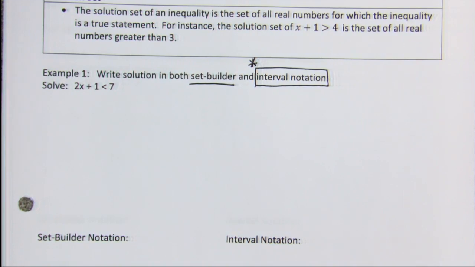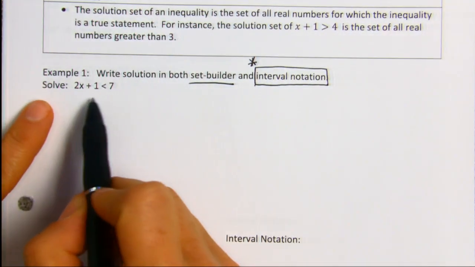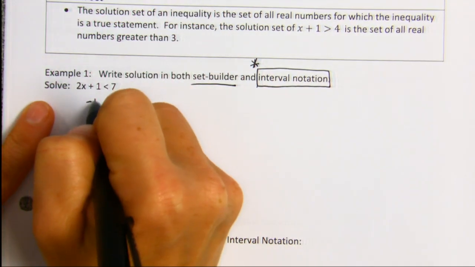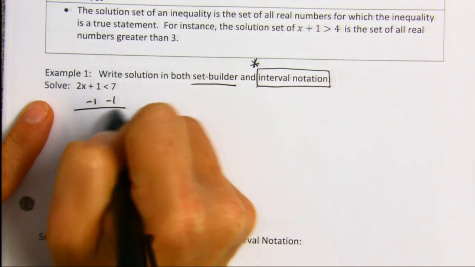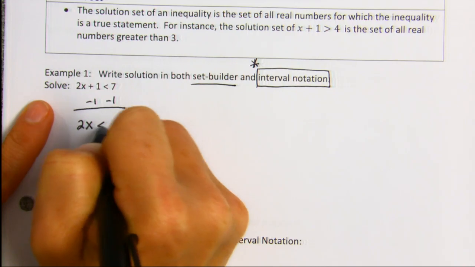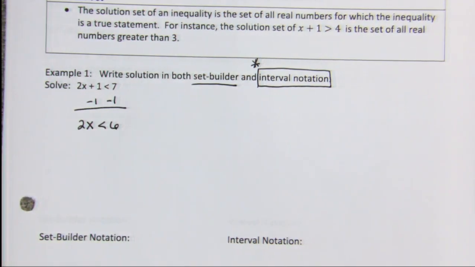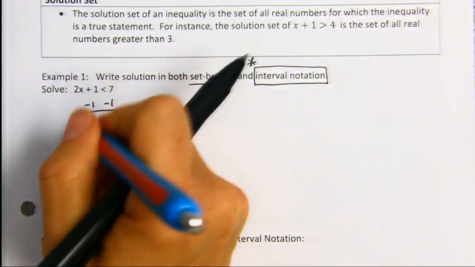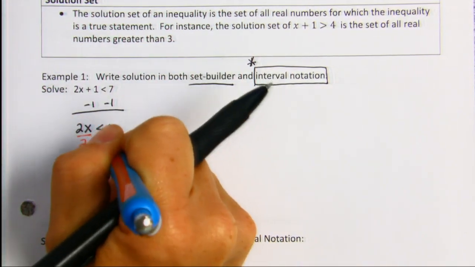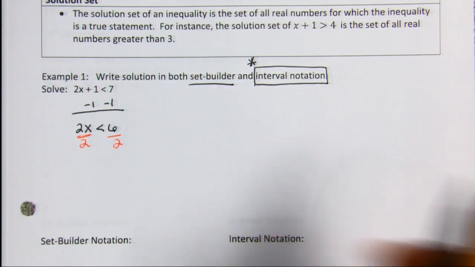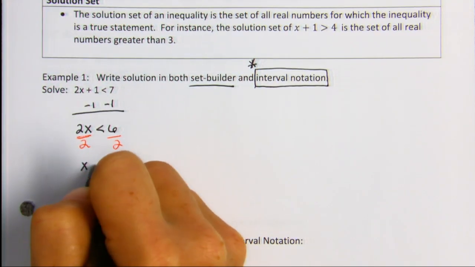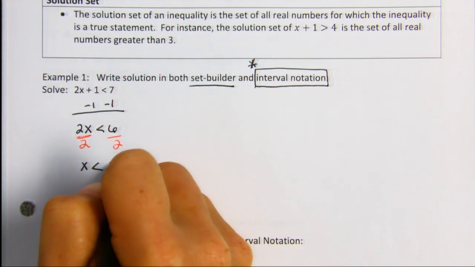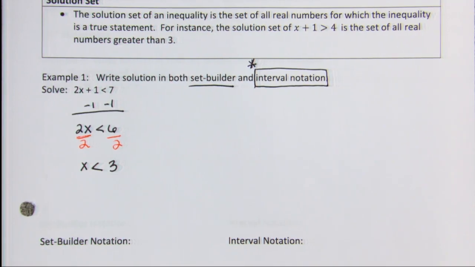So let's go solve this one. 2x plus 1 is less than 7. We're going to subtract 1 from both sides. So we have 2x is less than 6. Finishing solving, we know we just divide by 2. We're dividing by a positive number, so we don't need to flip the inequality symbol. It's simply just x is less than 3.